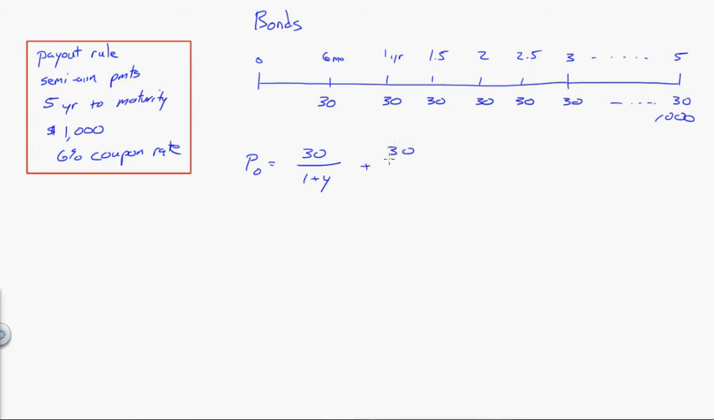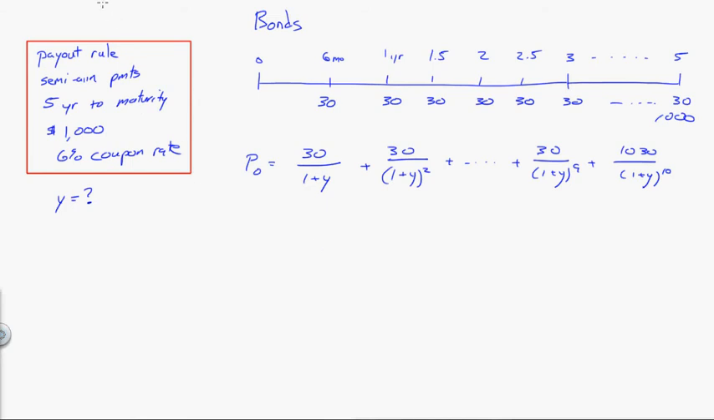So I need to take the present value of each one of these cash flows, and they're going to be a total of 10 of them. You know, this will be 30 over (1 plus y) to the 9th, and then this is 1,030 over (1 plus y) to the 10th. So the question now is, what is y equal to?